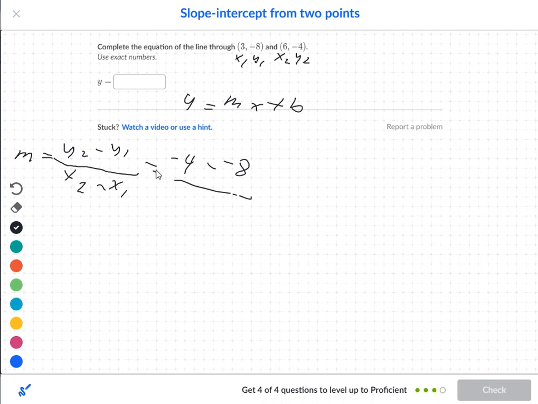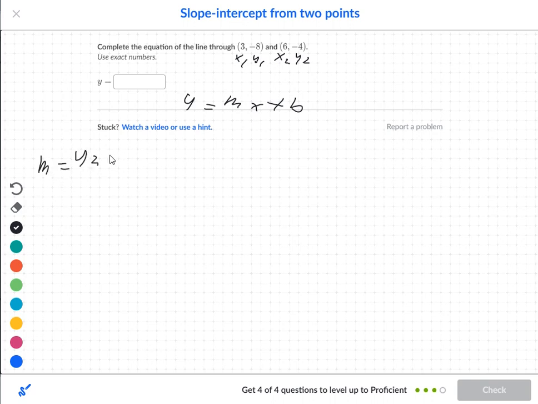And I tell you what, let me rewrite this as all going slanted. Slanted is not going to work. So let's write this straight. So let me see if I can make this straight here. Let me turn this board around. Okay, so we're going to say our second y subtract our first y, then our second x subtract our first x. So our second y is negative 4 subtract negative 8. Then we're going to go 6 subtract 3.